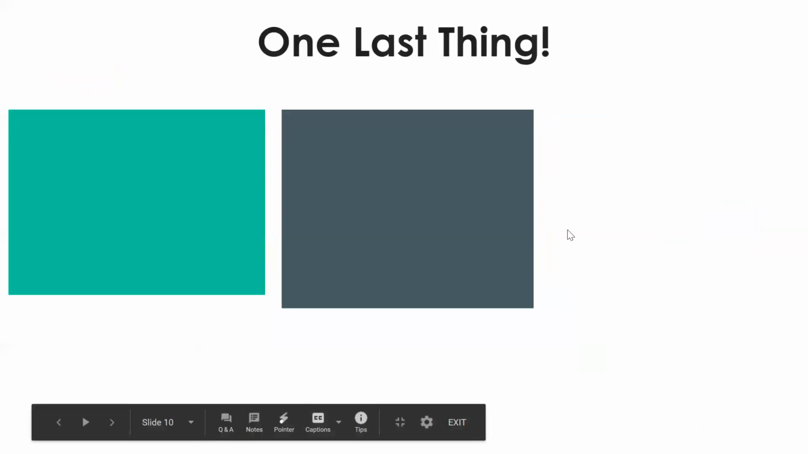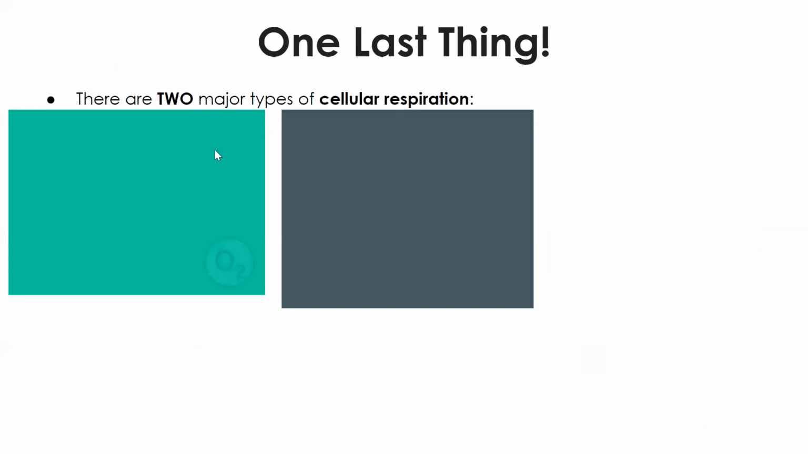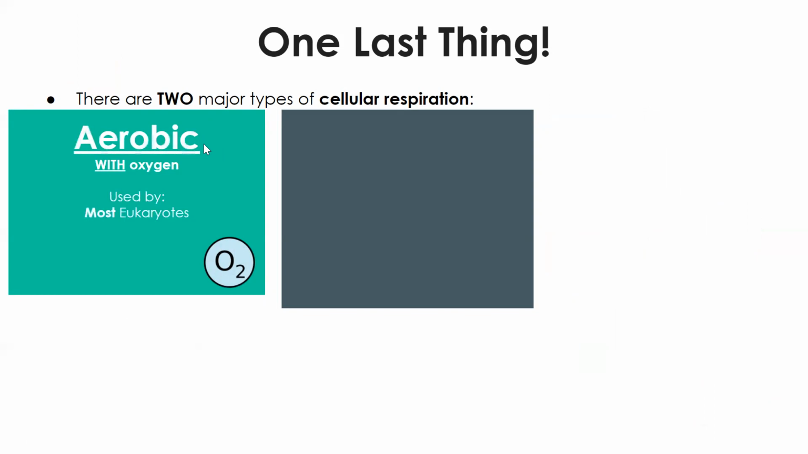One last thing, there are two kinds of cellular respiration. We just talked about aerobic respiration and how we make energy using oxygen, how plants and animals make energy using oxygen. So most eukaryotes, most plants and animals, use aerobic respiration in order to make energy. Some prokaryotes use aerobic respiration. This process makes 36 ATP, makes 36 units of energy.